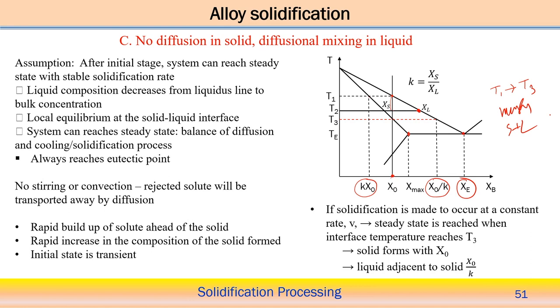Whatever liquid exists at the mushy zone, its composition will always be higher, while the temperature gradually decreases between T1 and T3. That is why the extra solute will be rejected and transported through diffusion. It is rejected in the sense that when it goes from liquid to solid phase, the solid phase composition gradually decreases.